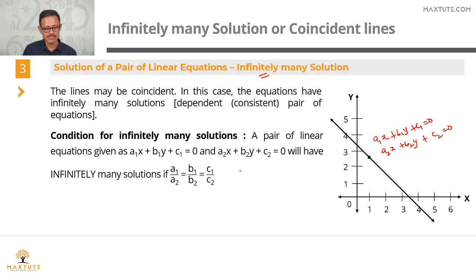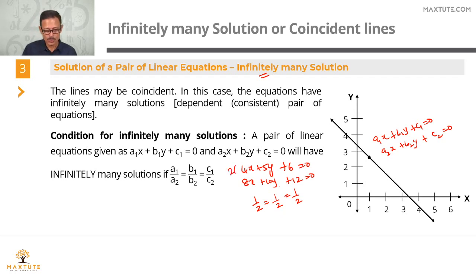Let's look at an example, something like 4x plus 5y plus 6 equals 0 and 8x plus 10y plus 12 equals 0. So, a1 by a2 is 4 upon 8, which is 1 by 2. b1 by b2 is 5 by 10, which is also 1 upon 2. c1 by c2 is 6 upon 12, which is also equal to 1 by 2. So, a1 by a2 equals b1 by b2 equals c1 by c2.